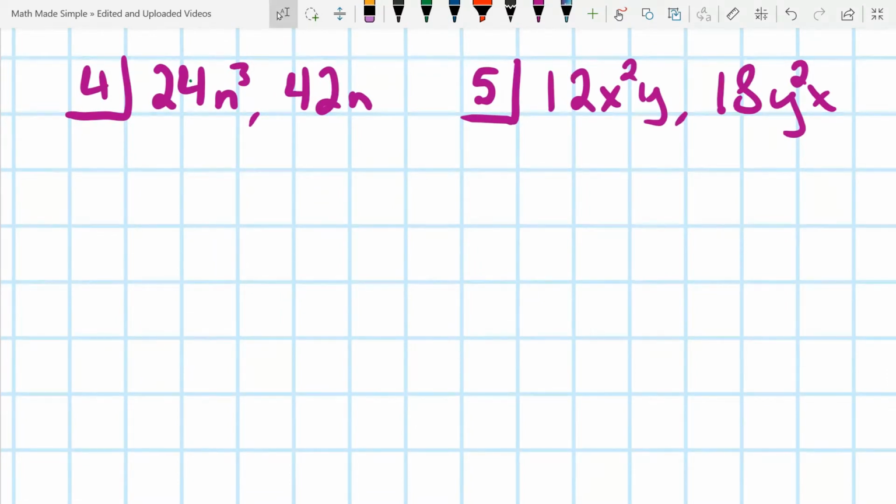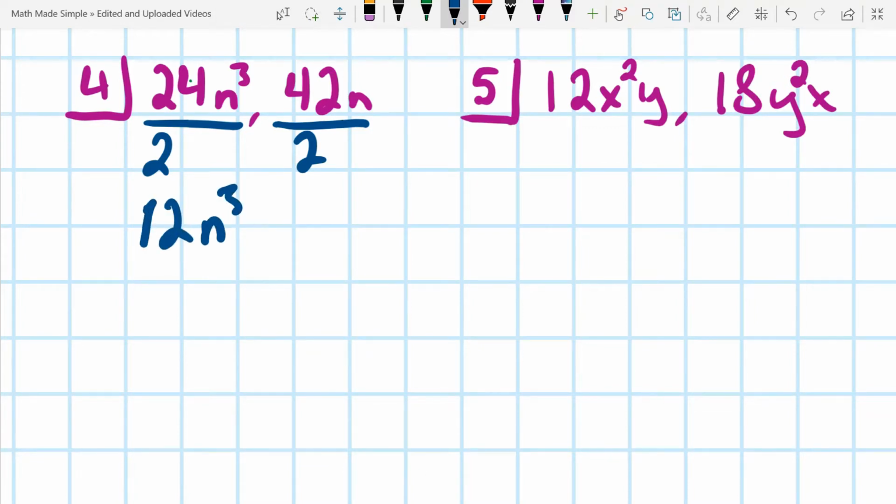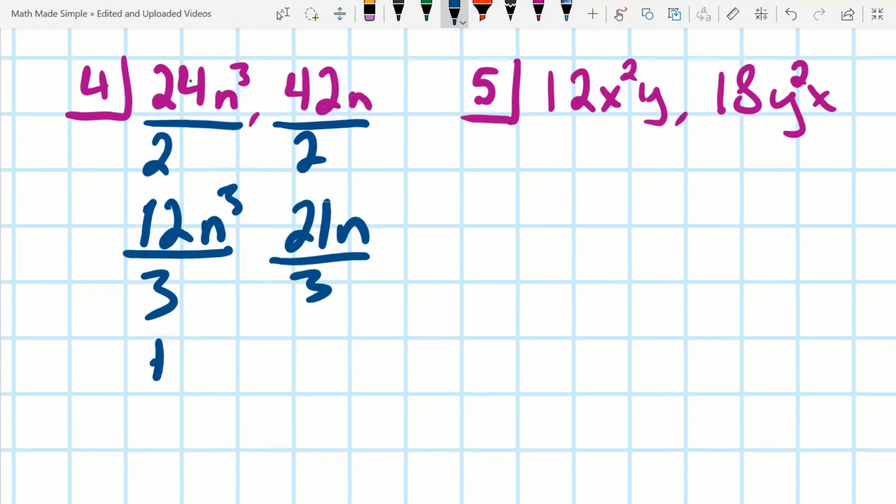As we look at number 4, focus again just on the numbers first. What can I take out of both of those? I actually can't tell, but I think at least I can tell they're both even. So I'm going to take a 2 out of both of them. And that would give me 12n cubed and 21n. And I notice that I can still take something out of both of them. They're not even anymore, but this one I can take out a 3, and this one I can take out a 3. That leaves us with 4, and this one leaves us with 7.